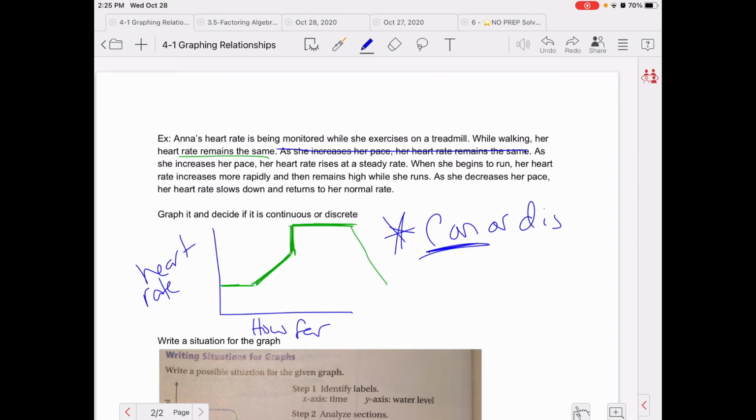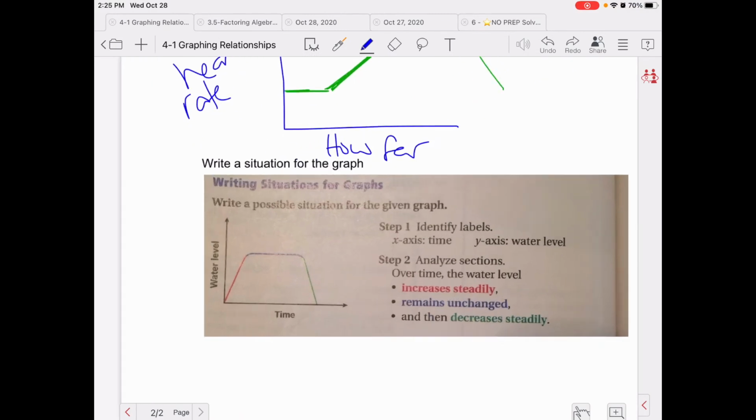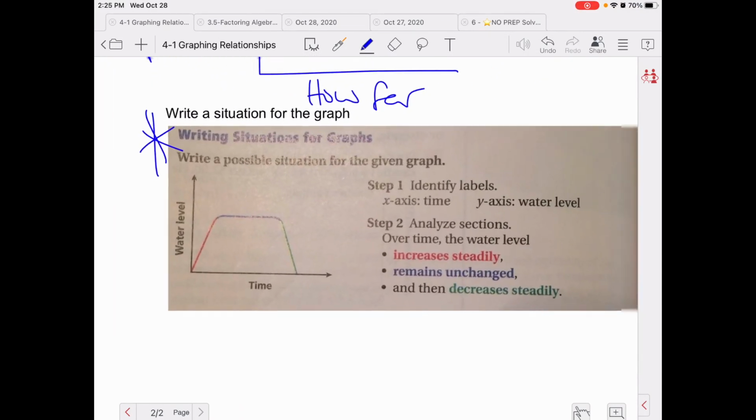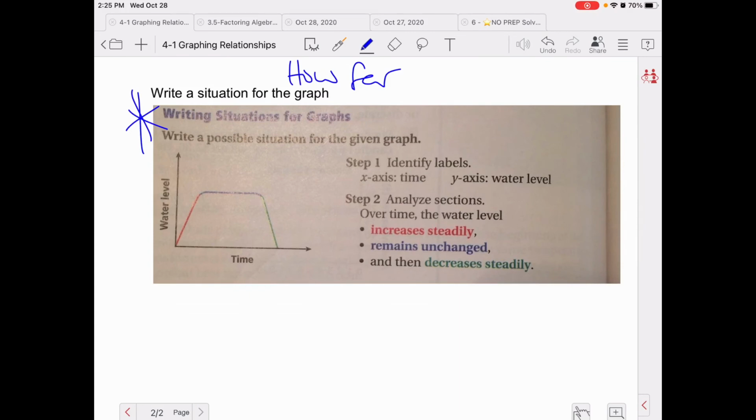All right. So this next one, I guarantee you there will be a question like this on the test. Okay? And this is a really hard one for students sometimes. It has to make sense. So if it tells me that this graph is about water level and you start talking about something weird like running, like Anna running, that makes no sense. So make sure you actually read the graph when you do this question, okay? So it says write a possible solution for the graph, okay?